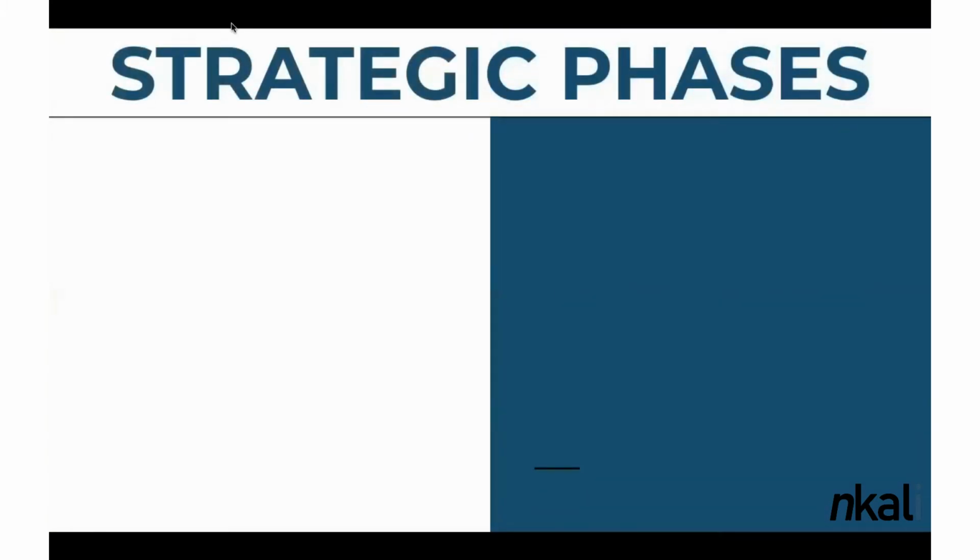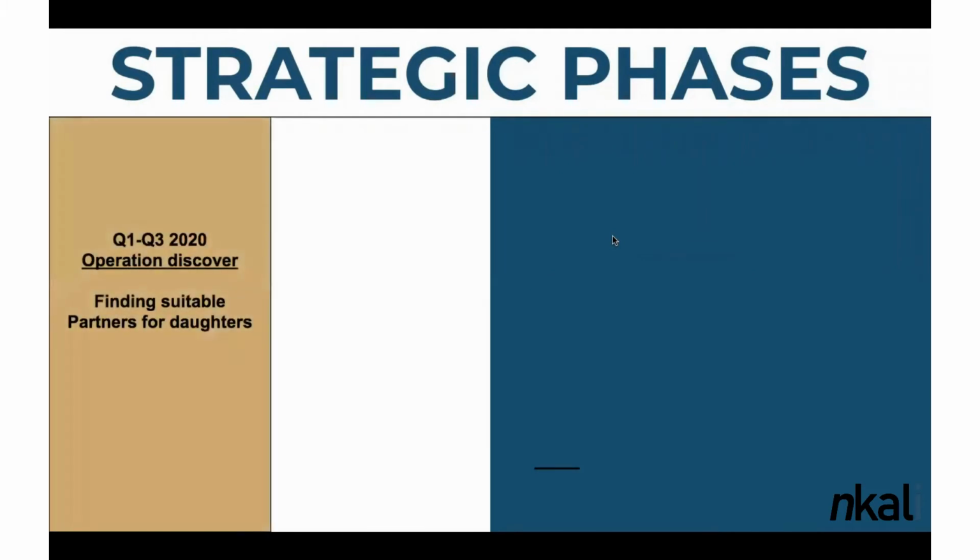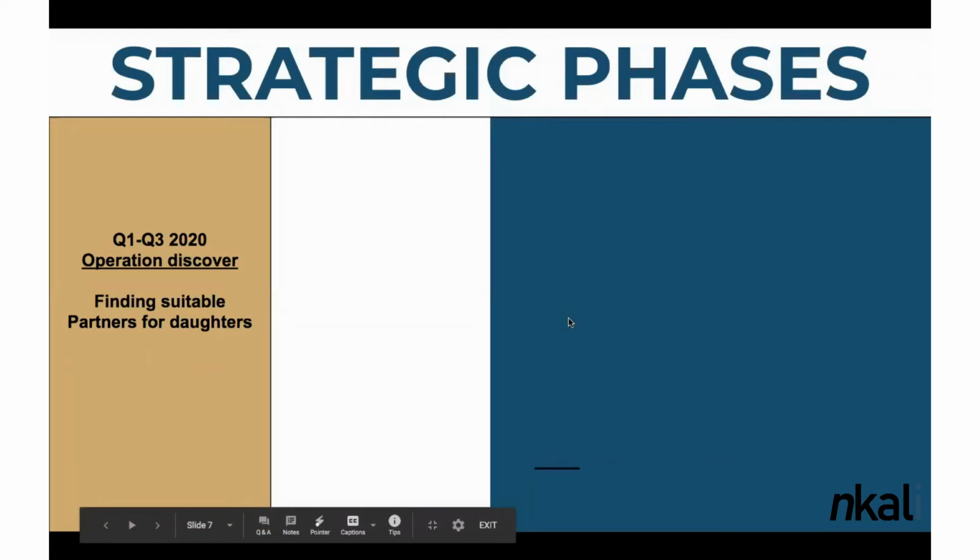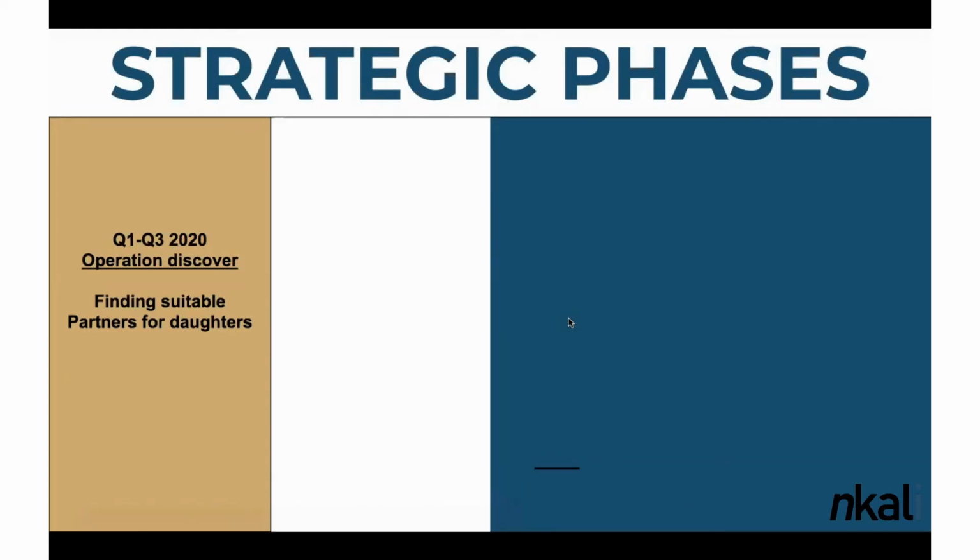So there are 4 strategic phases in this, right? The first strategic phase is between Q1 to Q3 of 2020. This is assuming that the year 2020 hasn't started, right? So Q1 is the first quarter of a year. There are 4 quarters in a year. Q1 is January, February, March. April, May, and June is Q2. And July, August, and September is Q3.